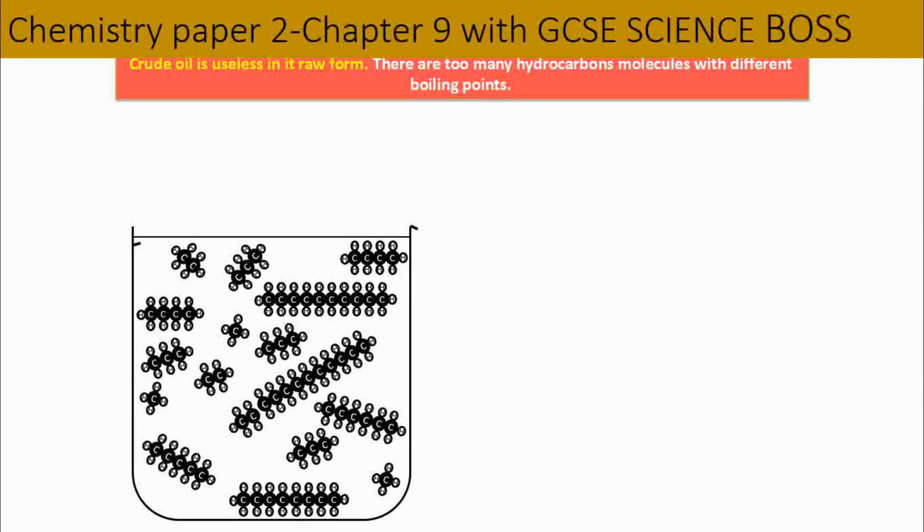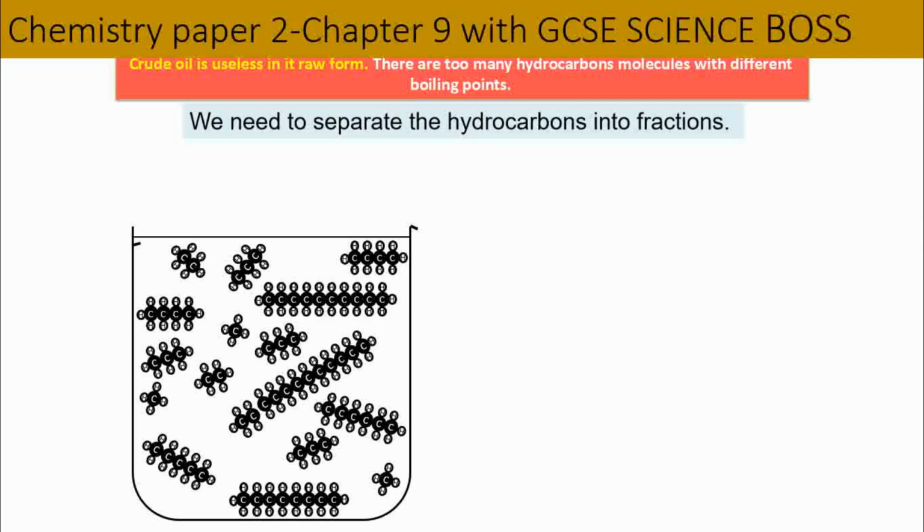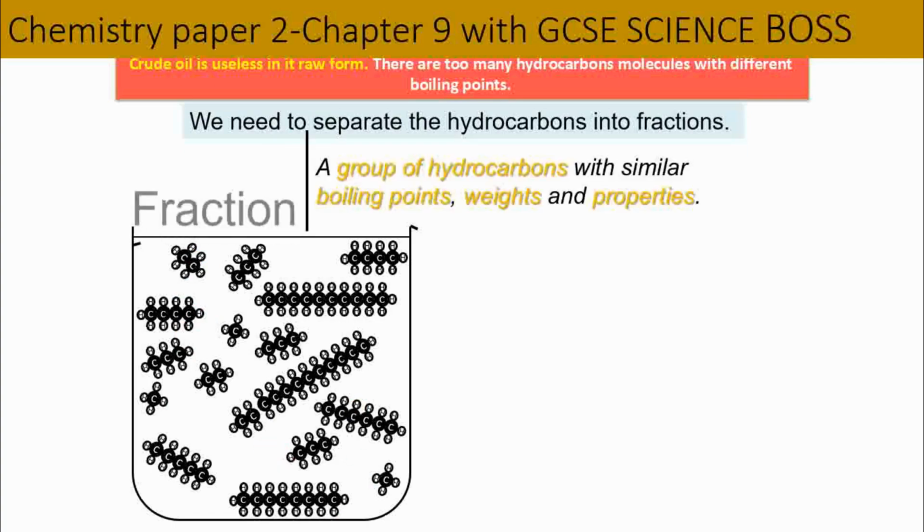Good. Now, moving on. Now, crude oil is not useful in its current form, okay? These hydrocarbons, they're too big and they all have different boiling points, so it is not useful. Now, how can we get it to become useful? We need to separate all of these big hydrocarbons which have different sizes, okay? We need to separate them into their fractions. And a fraction is what we call a group of hydrocarbons, and they have similar boiling points, similar weights, and similar properties.